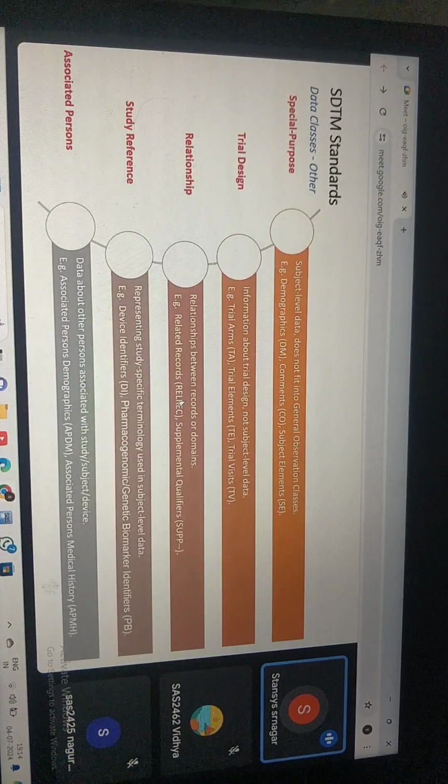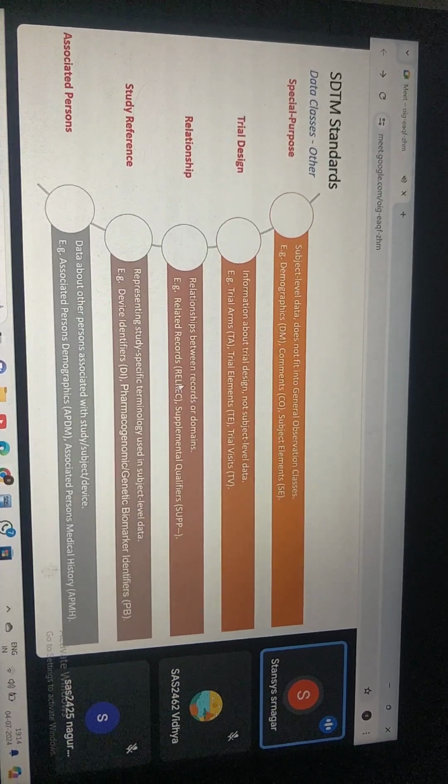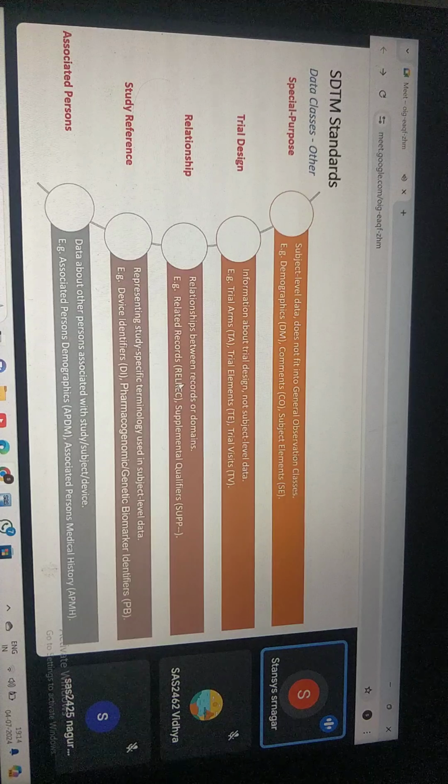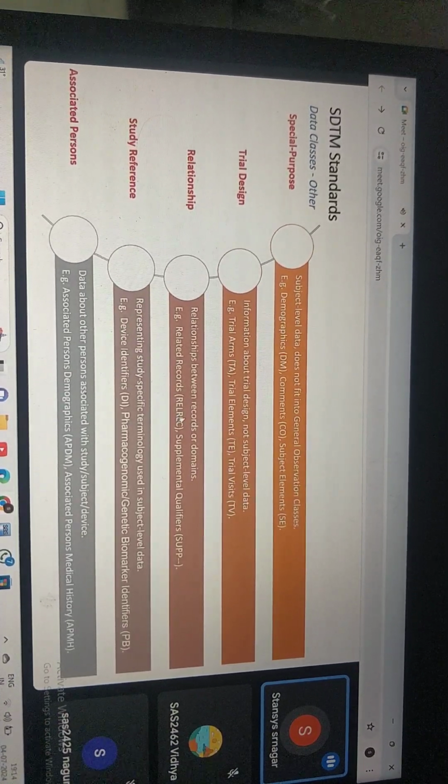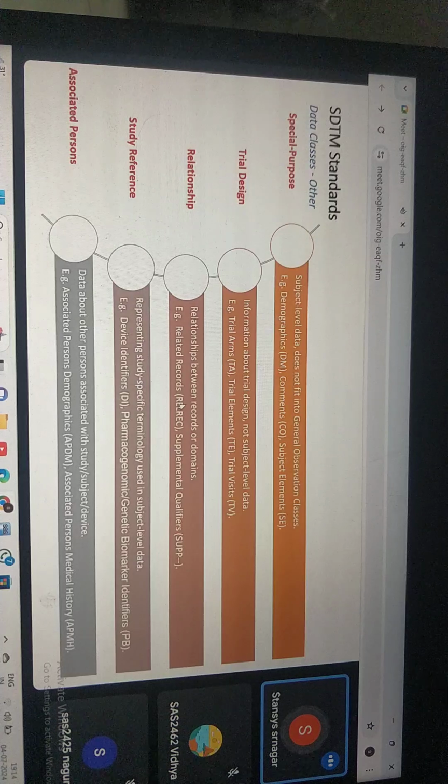So this is one example from real-time work, but there are n number of examples that will come. We can create a relationship between two domains, and we put it into the RELREC. We can call it a RELREC.